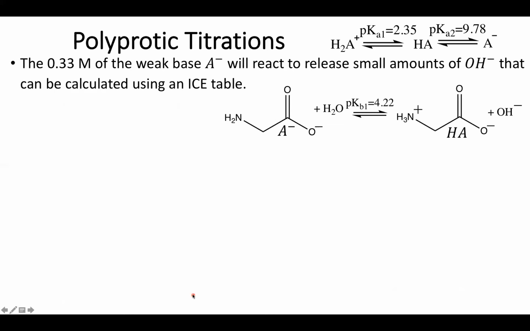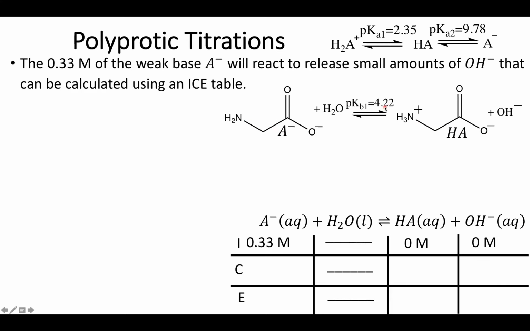So under these conditions, what we're going to find is that we're going to have an equilibrium in between our fully deprotonated glycine and our amphiprotic neutral state glycine with a pKb of 4.22. And we can go ahead and again treat this with an ice table. We have an initial concentration of 0.33, and I can use molarity because now my volume is no longer changing. Then we're going to be consuming our conjugate base to produce a little bit of excess hydroxide.